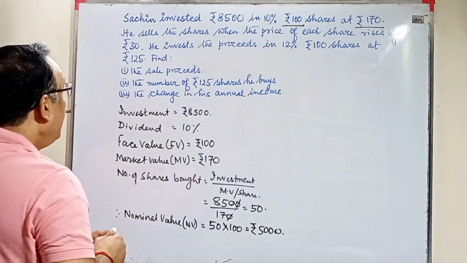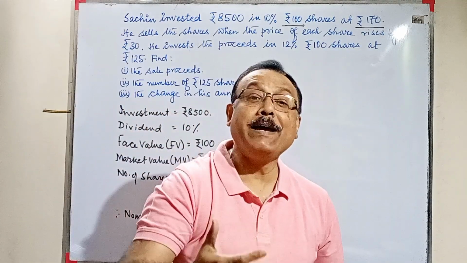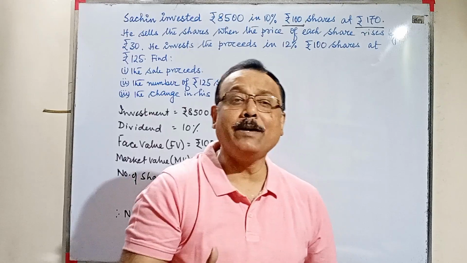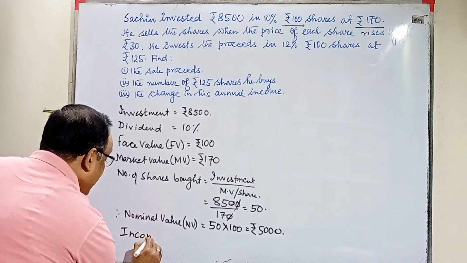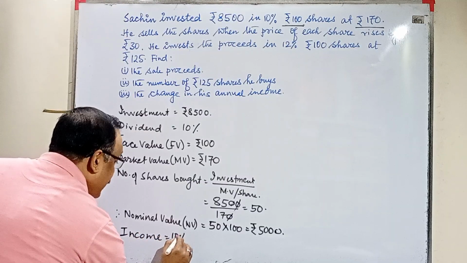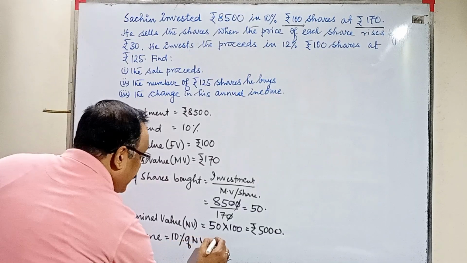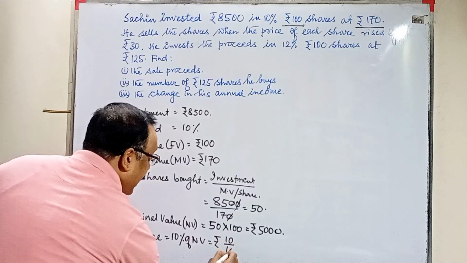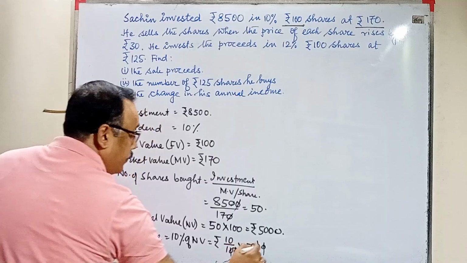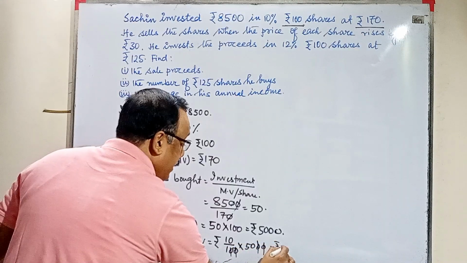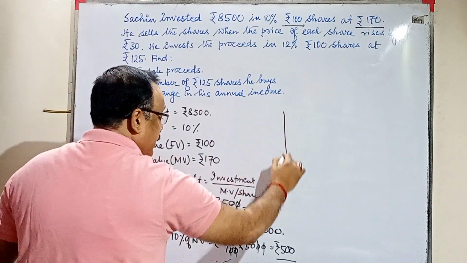5,000. Now the company is paying 10%. That is the dividend. So that is my income from the share. So what is income? Income is the dividend earned. So income from this share is equal to 10% of nominal value. So that is 10 by 100 into nominal value 5,000. So that is rupees 500. So that is the income from this first variety of shares.